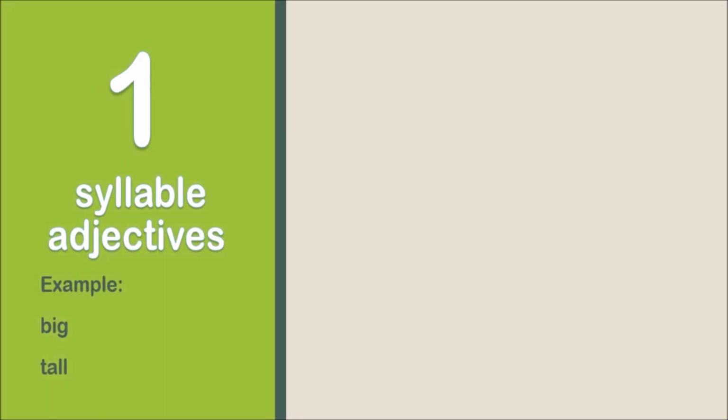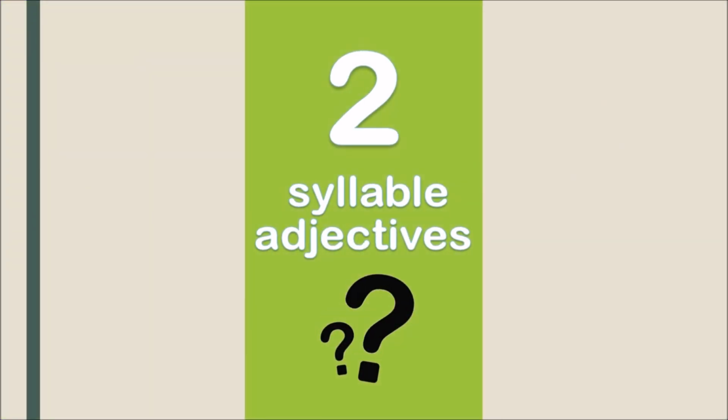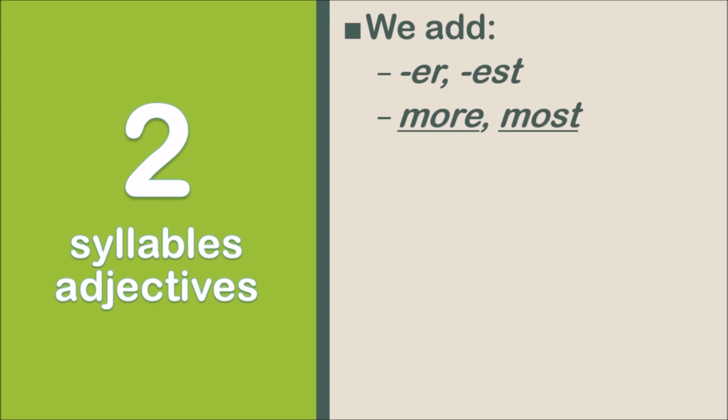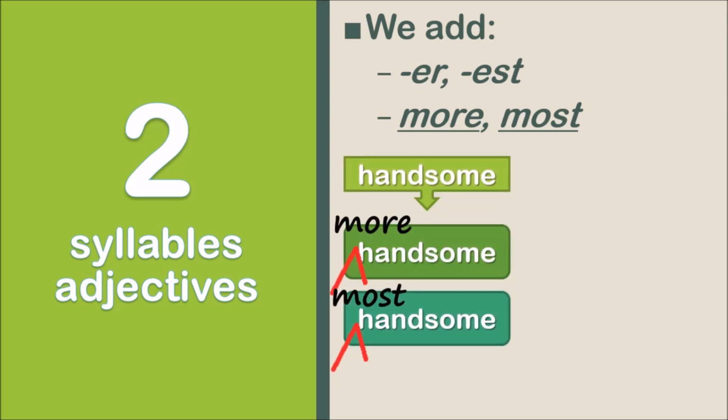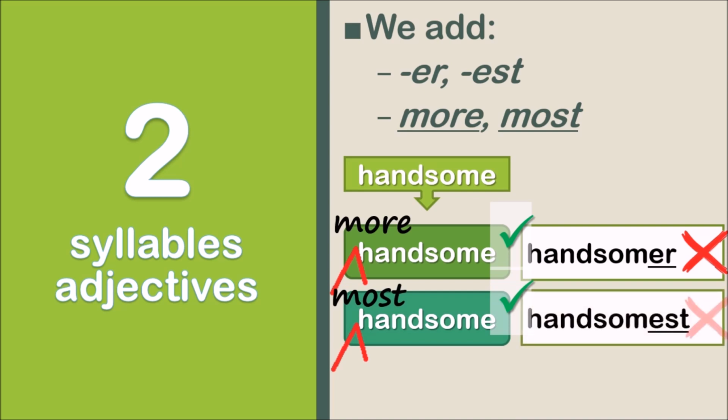We have talked about one syllable and three or more syllable adjectives. But what about two syllable adjectives? For two syllable adjectives, there are two ways. We can add er and est or more and most. For example, the word handsome, we can add more and most. So it's more handsome and not handsomer, most handsome and not handsomest.